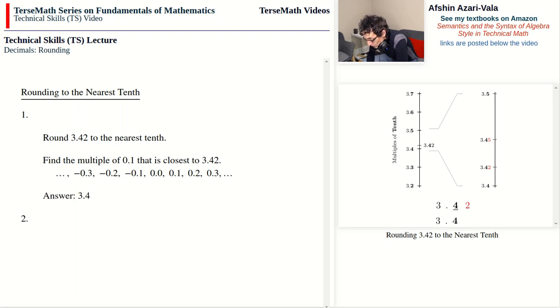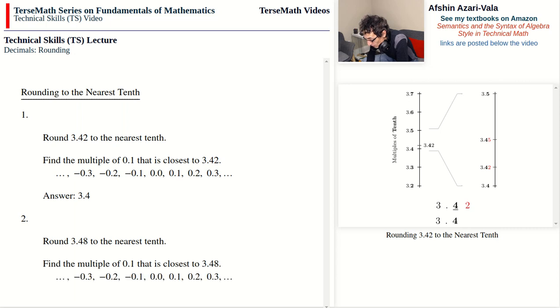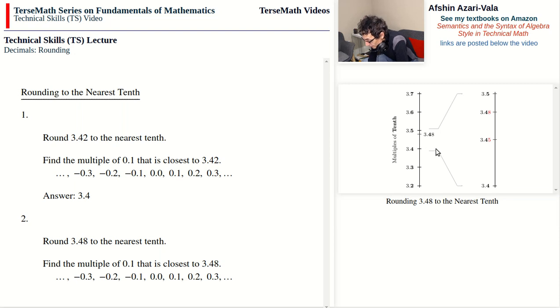Okay, so 3.4. Problem number 2: round 3.48 to the nearest tenth. And in this case, we need to find the multiple of a tenth, or 0.1, that is closest to 3.48. And the diagram is here. Now again, we compare this to 3.45.